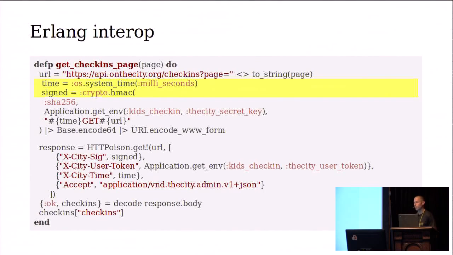Elixir also does not have a library for generating HMAC signatures that the API requires. So we will use Erlang interop here to call into Erlang and create the signature for us.